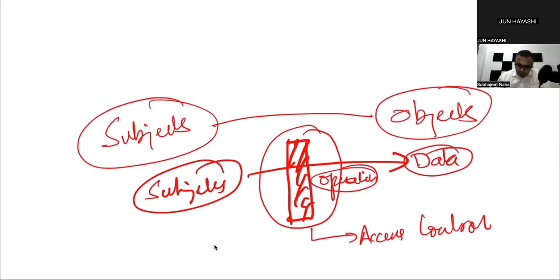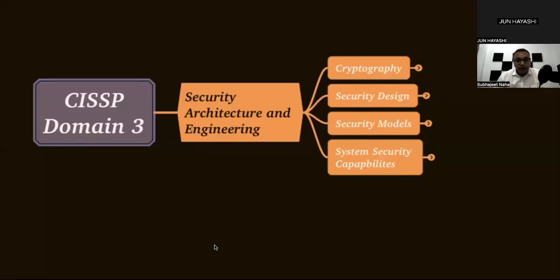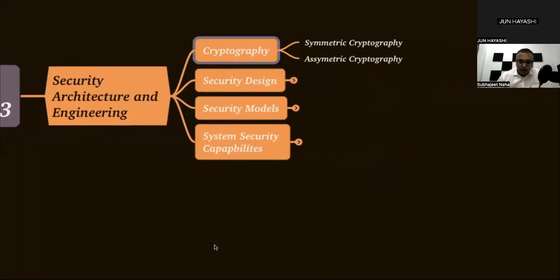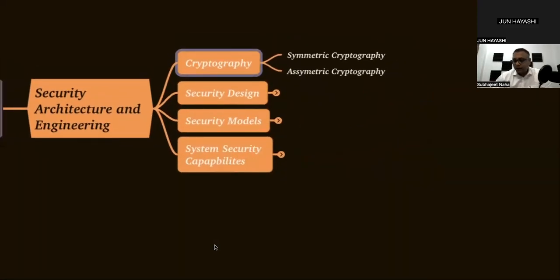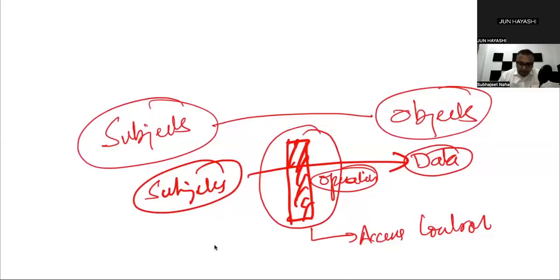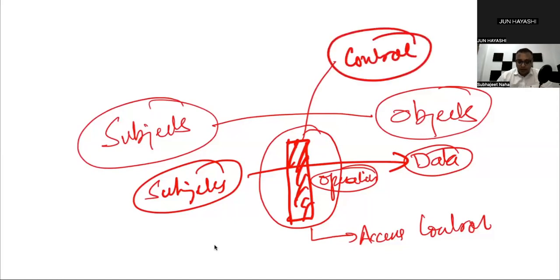So now let's go further and mind map it. If access control is what controls how subjects access an object, these are the design principles or objectives of domain 3, how to engineer that, right? The first part is cryptography. Where is cryptography involved? Cryptography is a control, and how you engineer cryptography between subject and object is what the cryptography function deals with.